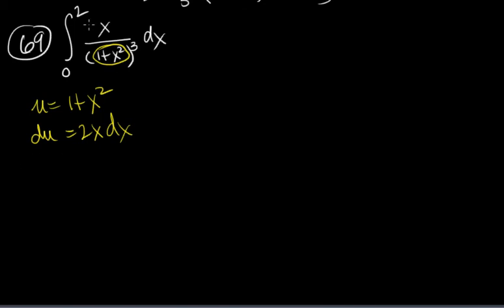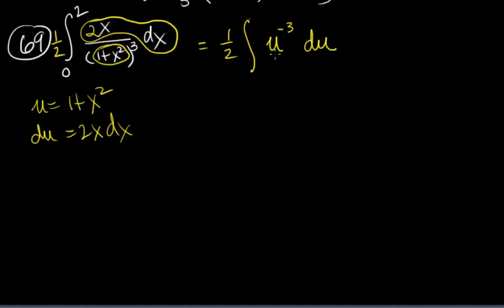And that looks good. If I give myself a 2 here and a 1/2 on the outside, I have 1 over u cubed du. So I'll write this as 1/2 the integral of u to the minus 3 du. Now the problem is that these limits are from x equals 0 to x equals 2, and we've done a transformation here. We've changed the integral into a function of u, the integrand. So we have to change the limits also.